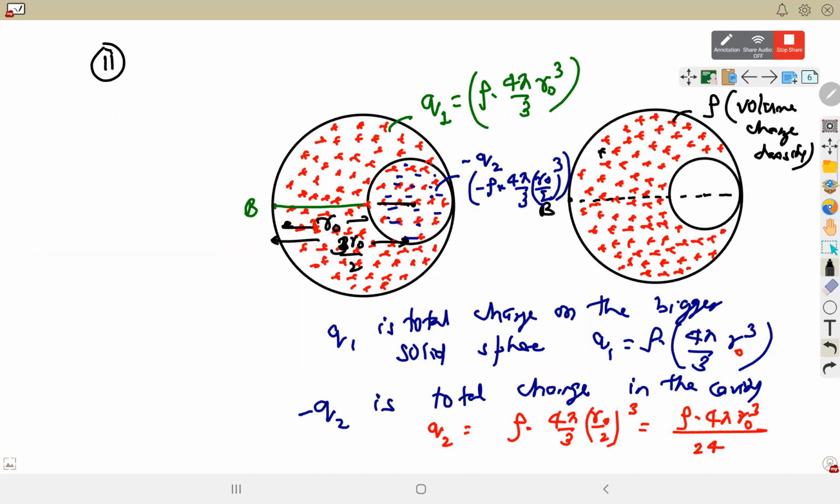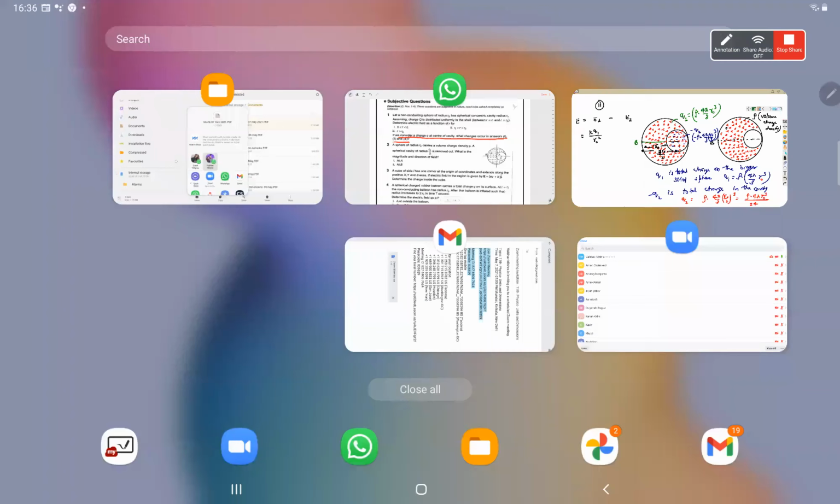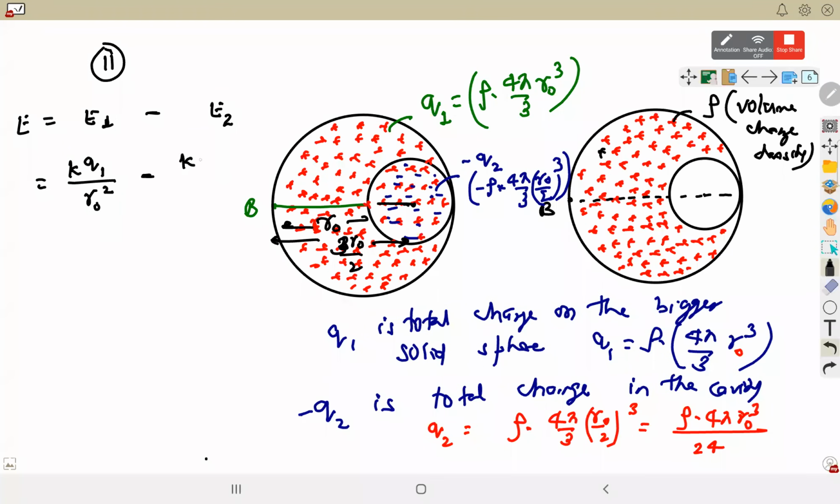So electric field due to the full solid sphere, E1 because of the bigger one, and because of the smaller one, the part we removed as the cavity, that is, so it will be K Q1 by R0 square minus K Q2 by (3 R0 by 2) square, by using the simple formula of the electric field due to a charge, KQ by R square. So in the bigger sphere the charge is Q1, and the distance from its center is R0. In the smaller sphere the charge is Q2 and the distance from its center is 3 R0 by 2.